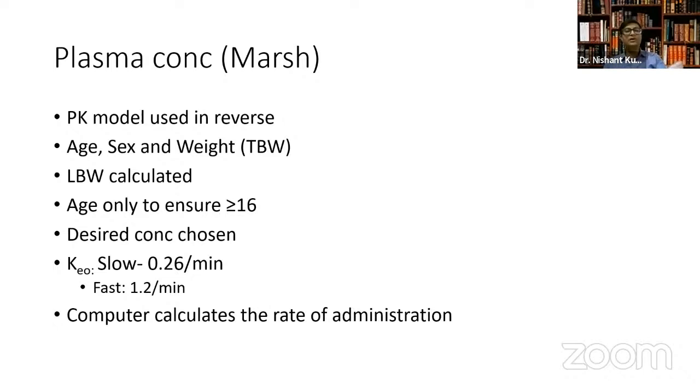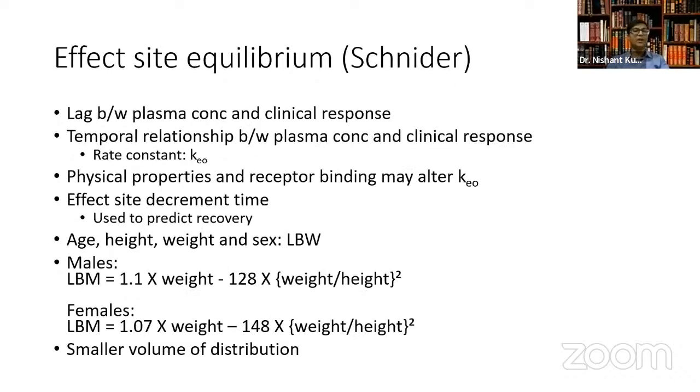So what we choose is the plasma concentration that we want to achieve, and the computer or the chip or the software will calculate the rate of administration. All you have to do is say that I want to achieve a certain plasma concentration level. After feeding in this, the rest is done by the pump. You don't have to do anything.